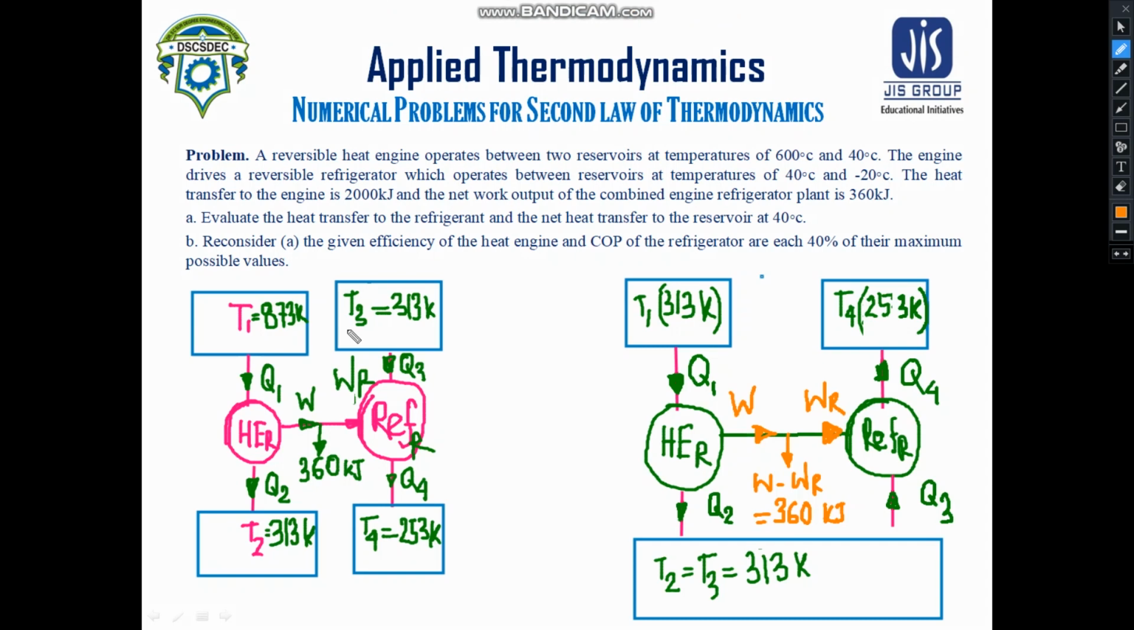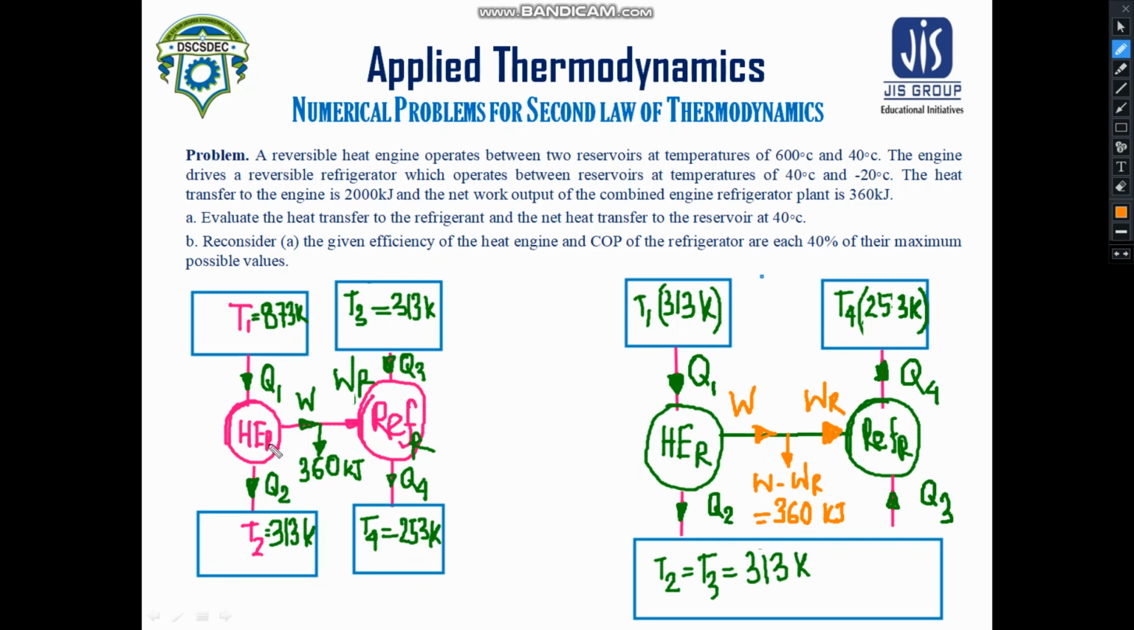So let us read the problem first, and then I shall explain why these two drawings have been made. A reversible heat engine operates between two reservoirs at temperatures of 600 degrees Celsius and 40 degrees Celsius. The engine drives a reversible refrigerator which operates between reservoirs at temperatures of 40 degrees Celsius and minus 20 degrees Celsius. Now see, this is your heat engine.